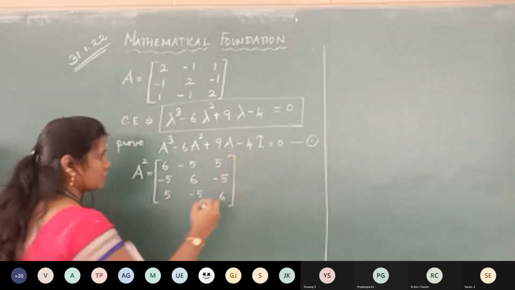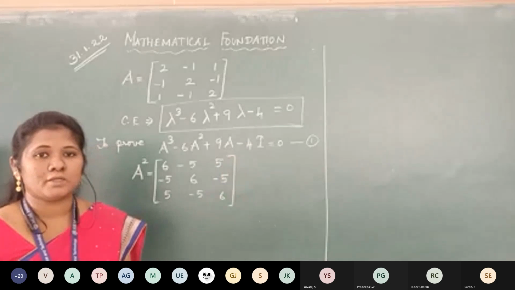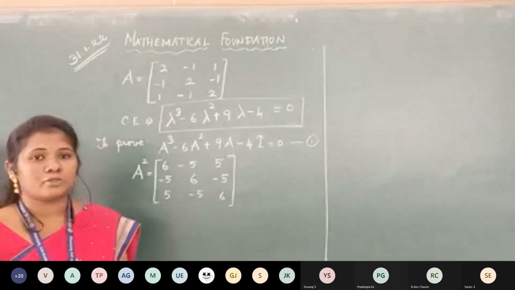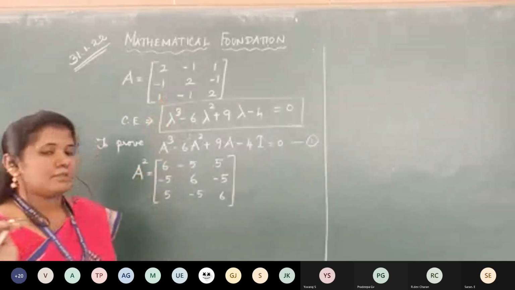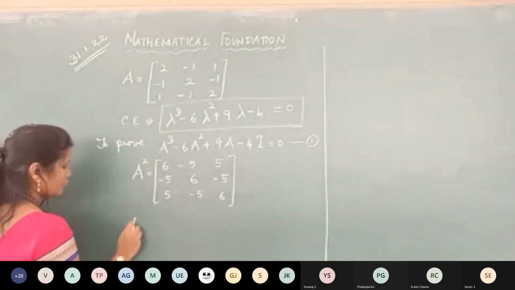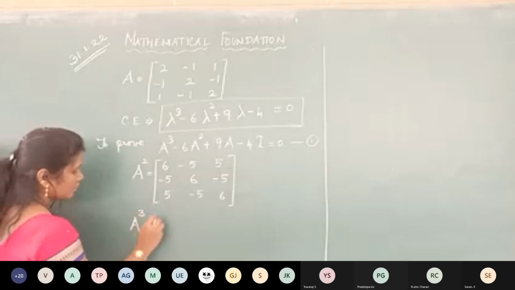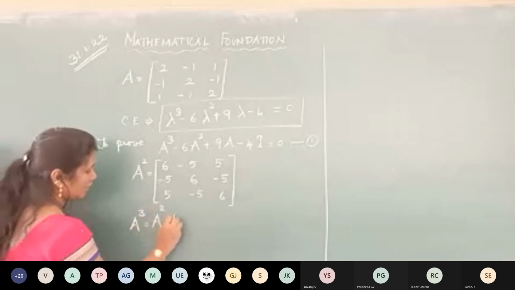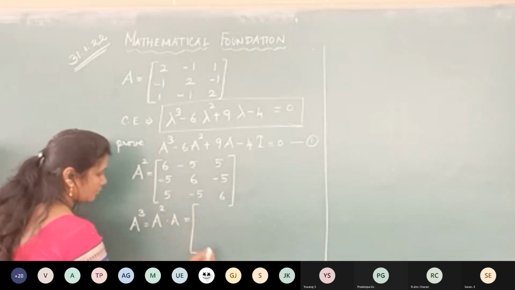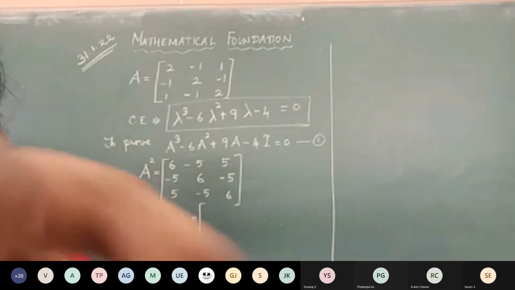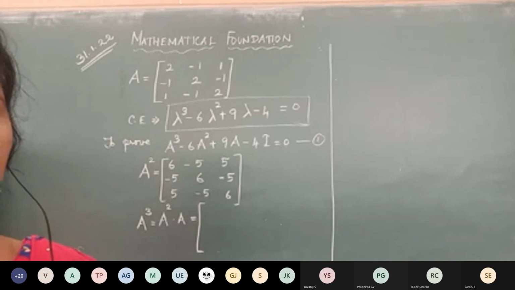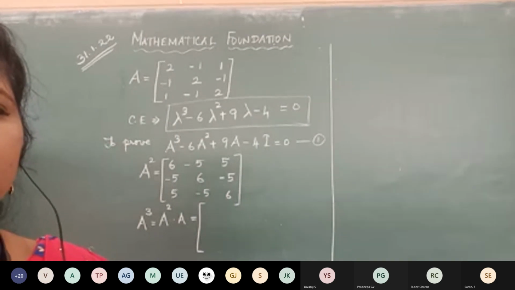I'm writing all these values because to find your A inverse, we need your A square and A cube. Your given matrix A is here, and the identity matrix we know. What was your A cube? Your A cube is nothing but your A square into A. We have already done this problem, isn't it? We have found A cube.